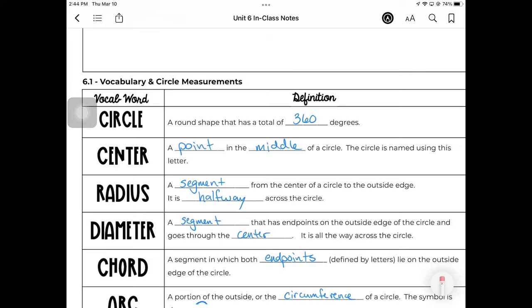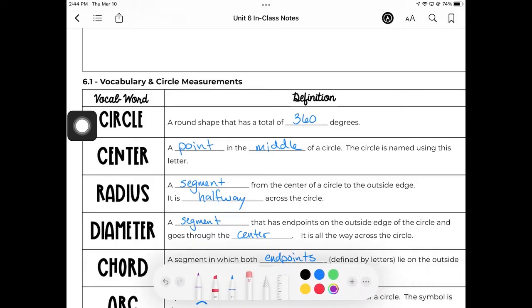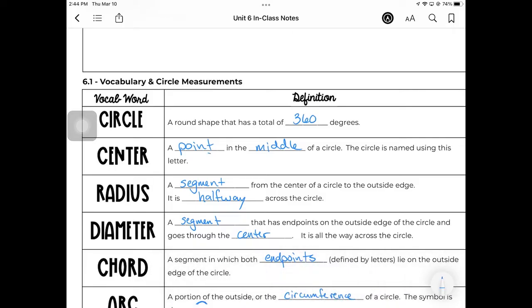Also, every circle has a point called the center. A center is the point in the middle of a circle, and the circle is named using the letter of that point. And so what we can do is, if I gave you this picture and I marked the center of that circle A, I would call that circle A, or we can use the symbol for a circle instead of the word circle, and that's just a circle with a dot in the middle. So that would be read as circle A also.